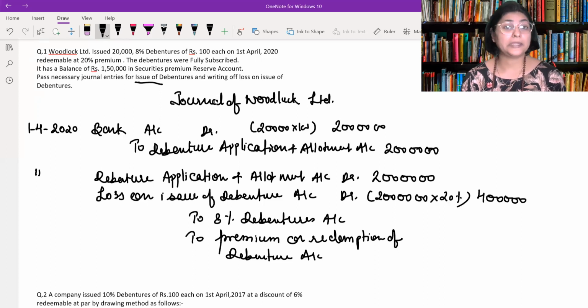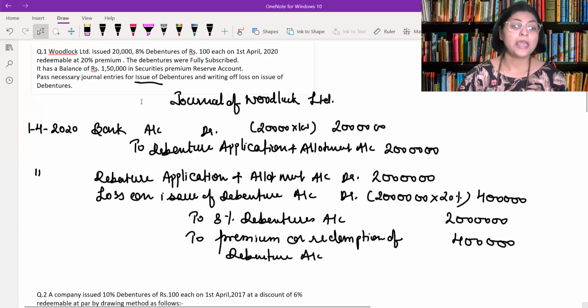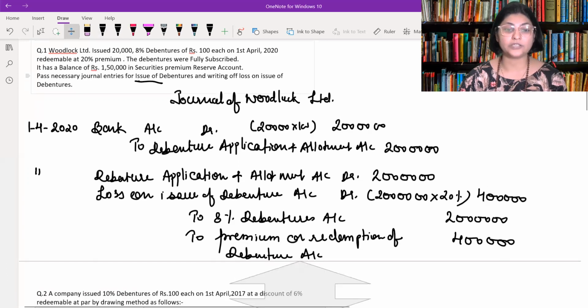In front of 8% debenture, the face value of debenture, which is 20 lakh rupees, will come. And this premium on redemption of debenture account, which we have opened just now, will be credited with 4 lakh rupees. Means when the debentures will be redeemed, the debenture holders will be provided 4 lakh extra apart from the face value of the debentures. I hope things are very clear to you all. Now let us start doing the entries of writing off.